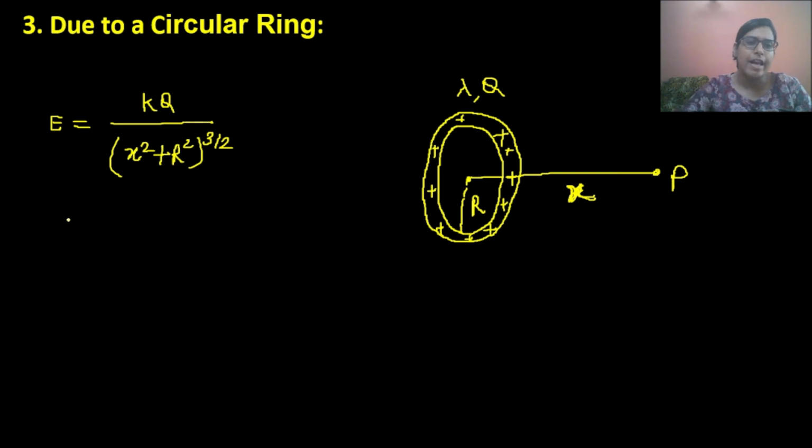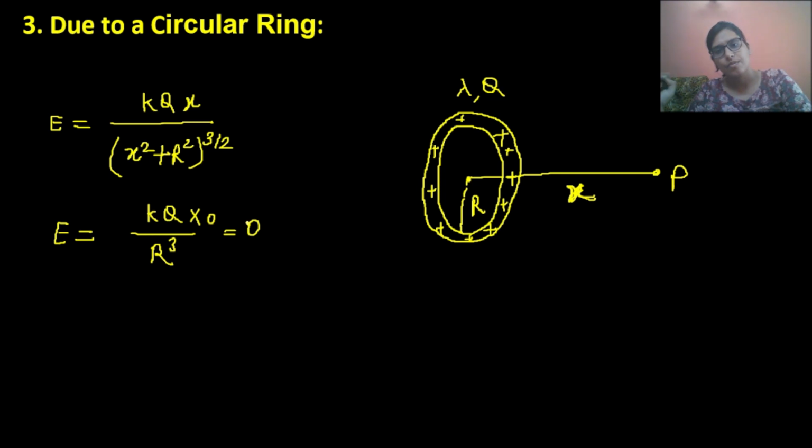Now if we want to calculate at the center, then x will be 0 and the electric field will be kq into 0 upon r cube, and that becomes 0. Right. So remember this formula: kqx upon (x square plus r square) the whole power 3 by 2.